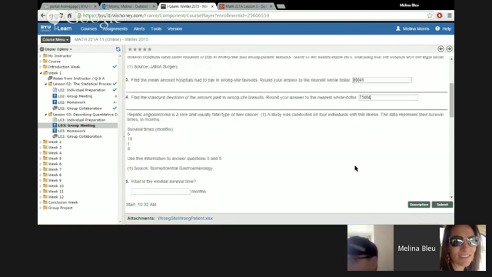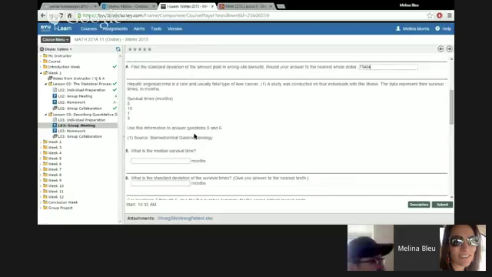It says hepatic angiosarcoma, I can't even say that, is a rare and unusual fatal type of liver cancer. A study was conducted on 4 individuals with this illness. The data represent their survival time in months: 5, 19, 1, 3. Use this information to answer questions 5 and 6.